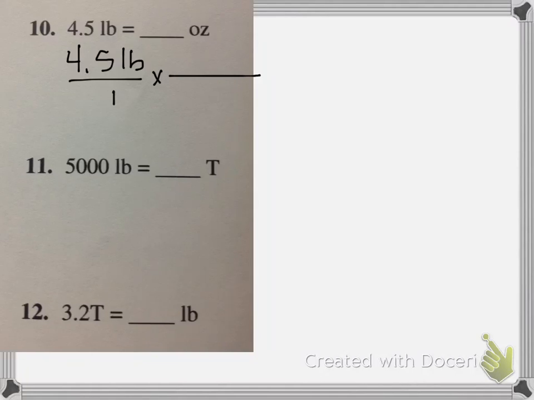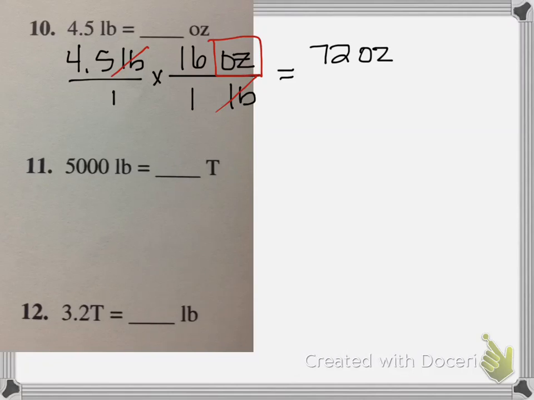And remember, we want pounds to cancel, so we're going to have pounds in the denominator. And since we have that direct conversion, I can go ahead and put 1 pound, 16 ounces. That's my conversion factor. Now recall that our units cancel, and we're left just with the ounces. So now I just multiply across. 4.5 times 16 is 72. I have ounces as my unit, and 1 times 1 is 1, so it looks like my final answer is 72 ounces.